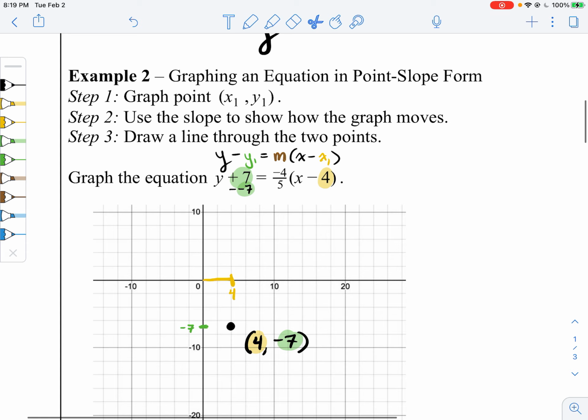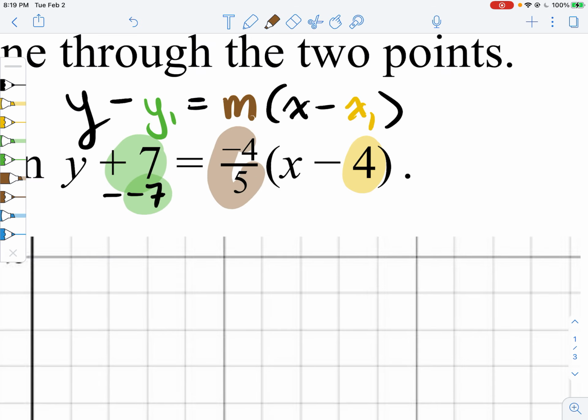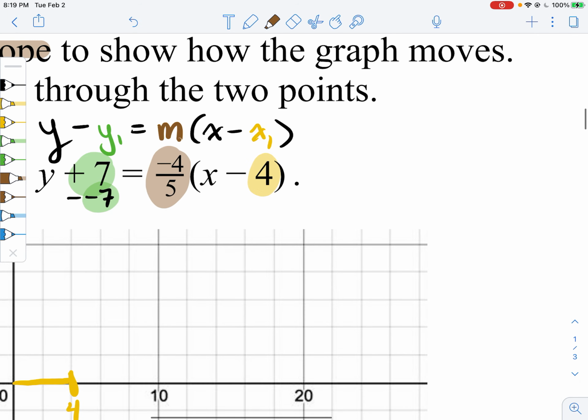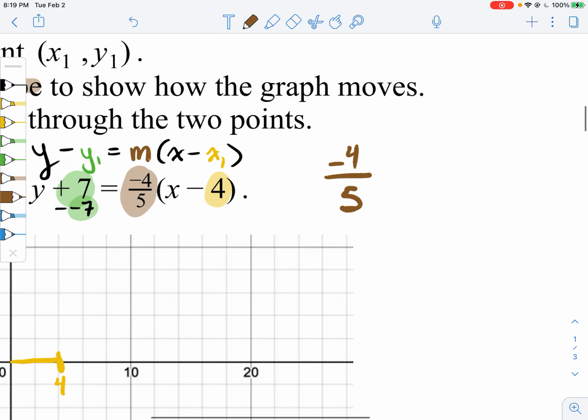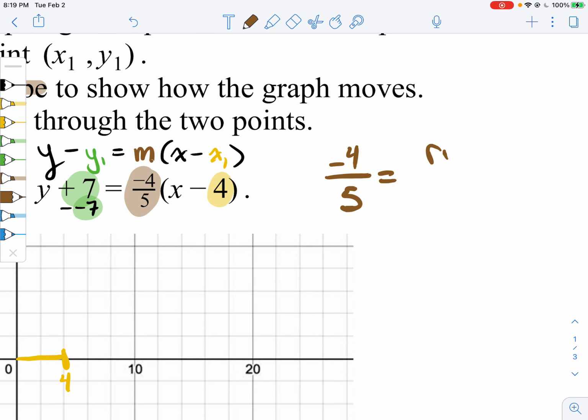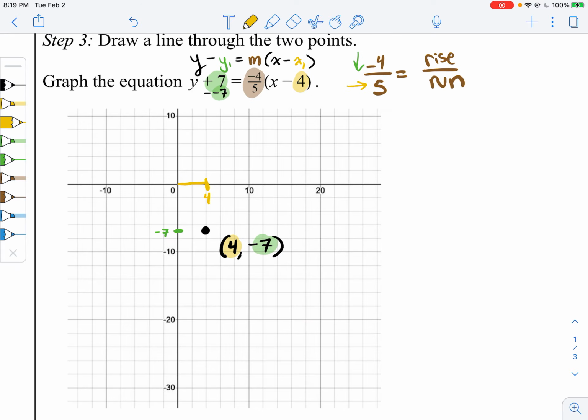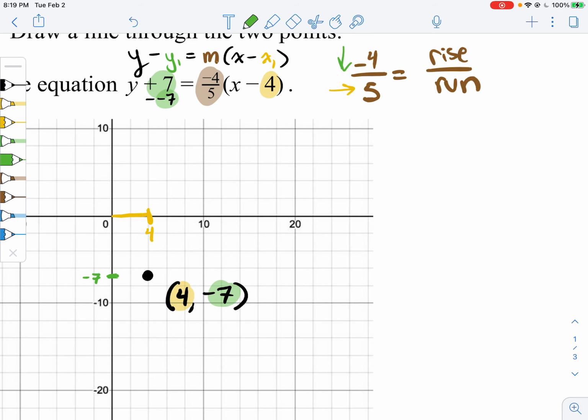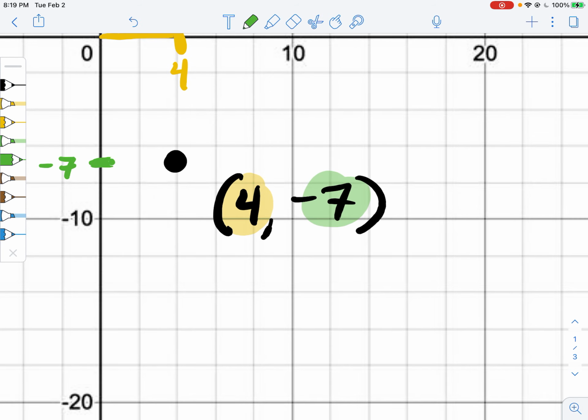And remember, this is point-slope. So we need to find out, hey, what's our slope? Our slope is -4/5. So that's cool. But remember what slope represents? Slope is rise over run. So that means that we are going to go down 4 over 5. So we're going to take our starting point. We need to go down 4. So -7 minus 4 gets us to -11.